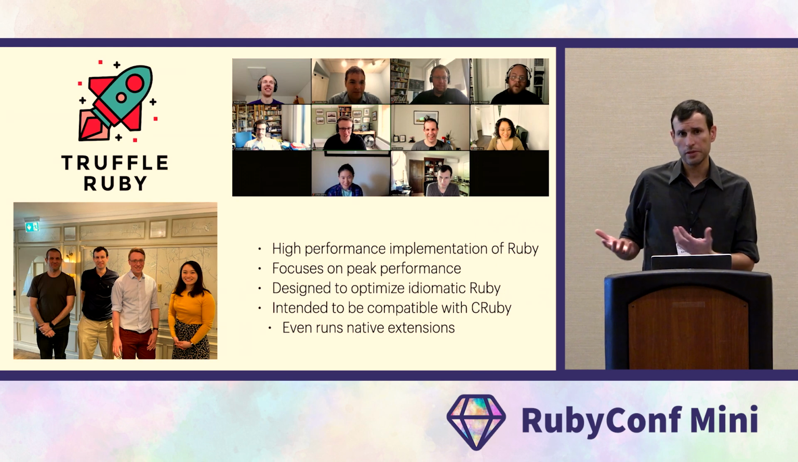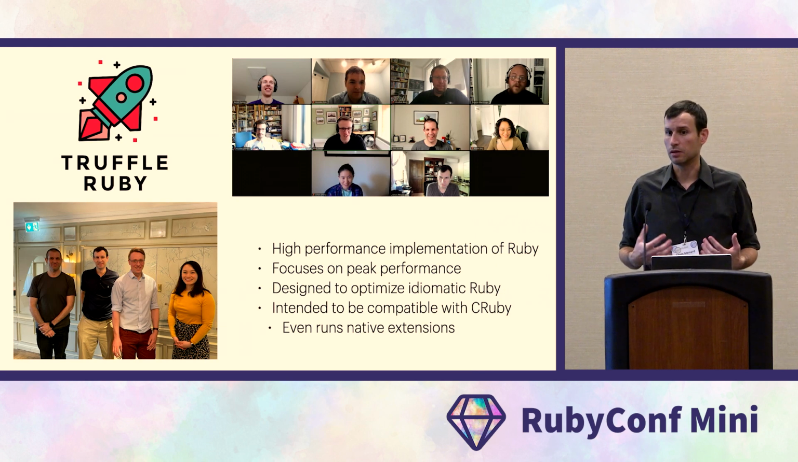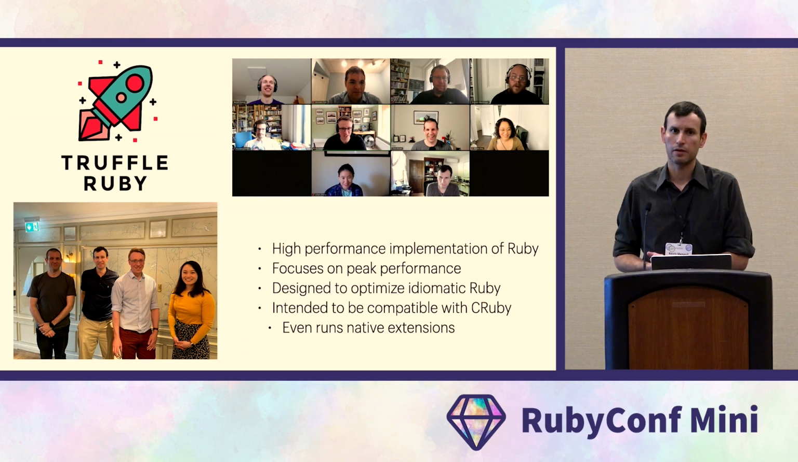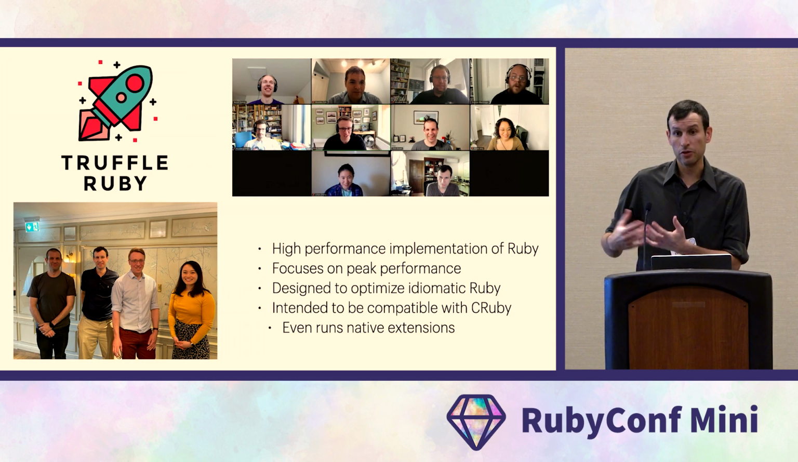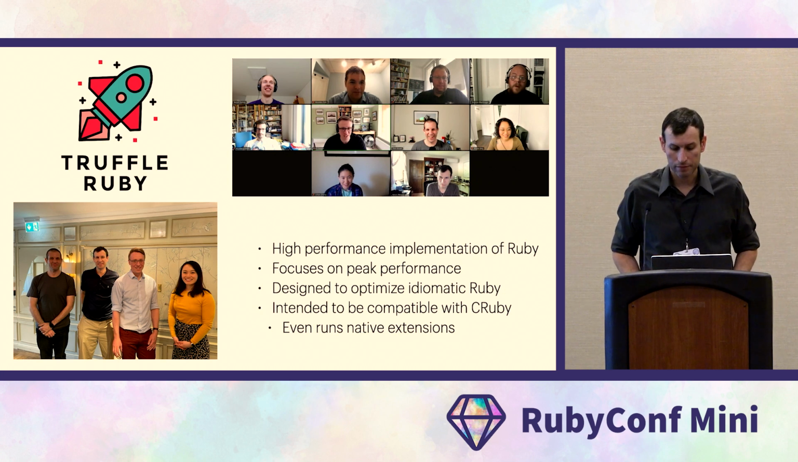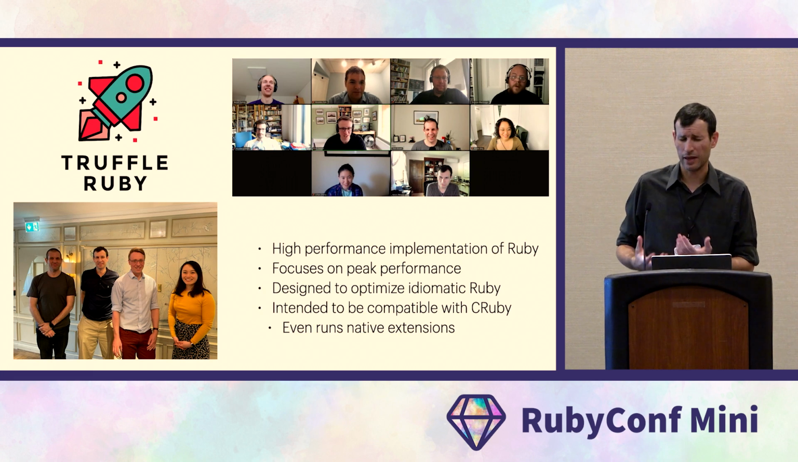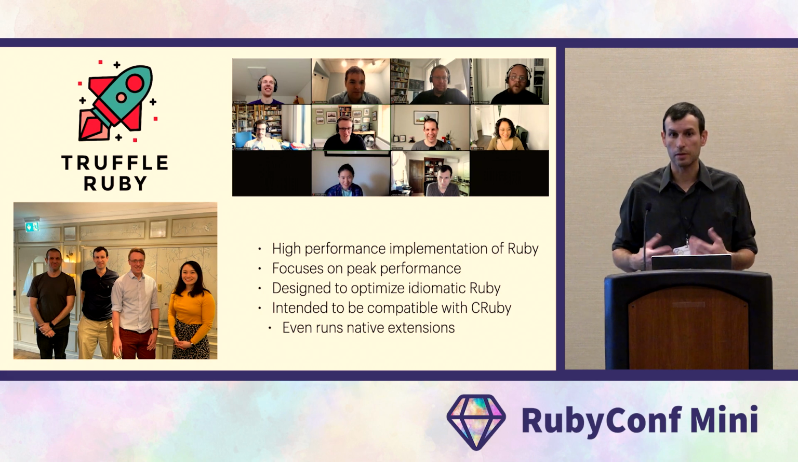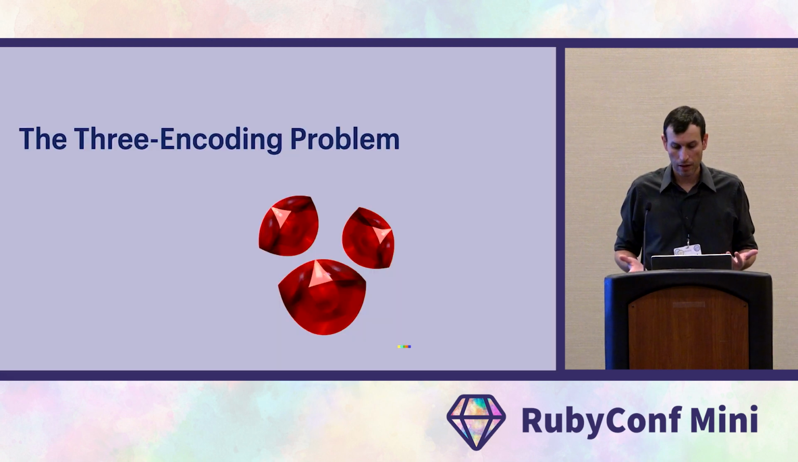I work on Truffle Ruby, which is an alternative implementation of the Ruby programming language. We have an emphasis on very high performance. By being a new implementation, we're not bound by some of the design decisions in C Ruby. So we're able to optimize things in ways that C Ruby is unable to do. We try to maintain a very high degree of compatibility, though. We can run native extensions, and we're working on production deployments right now.